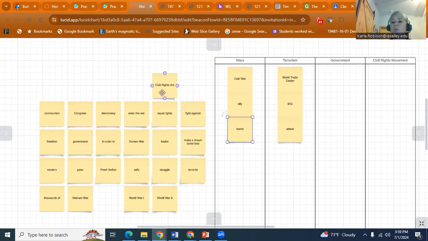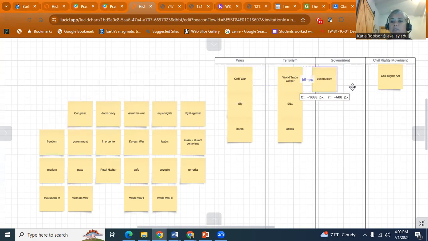The Civil Rights Act. The Civil Rights Act is obviously under the civil rights movement. The Civil Rights Act is saying that no one could discriminate or not allow people jobs or opportunities based on the color of their skin, the religion they practice, or if they have a husband or a wife. So that is the Civil Rights Act, that all people should be treated equally.